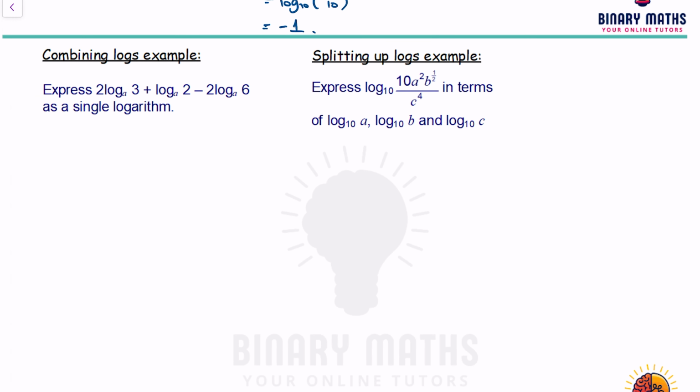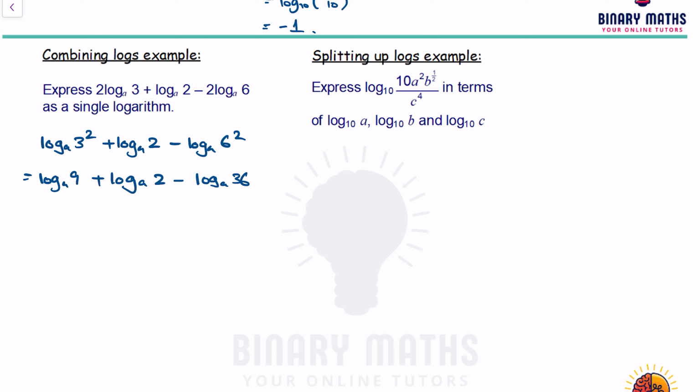Combining logs example: express 2 log base a of 3 plus log base a of 2 minus 2 log base a of 6 as a single logarithm. So 2 log base a of 3 can be written as log base a of 3 squared plus log base a of 2 minus log base a of 6 squared, using the third law. So I get log base a of 9 plus log base a of 2 minus log base a of 36.